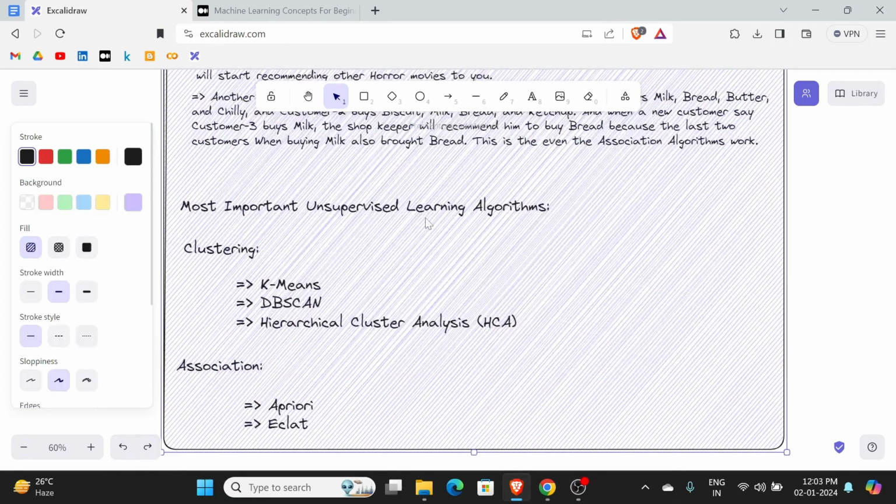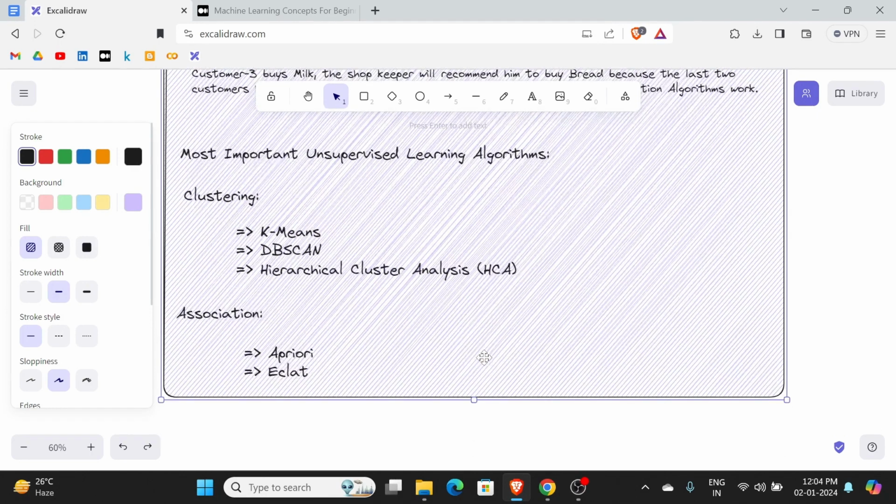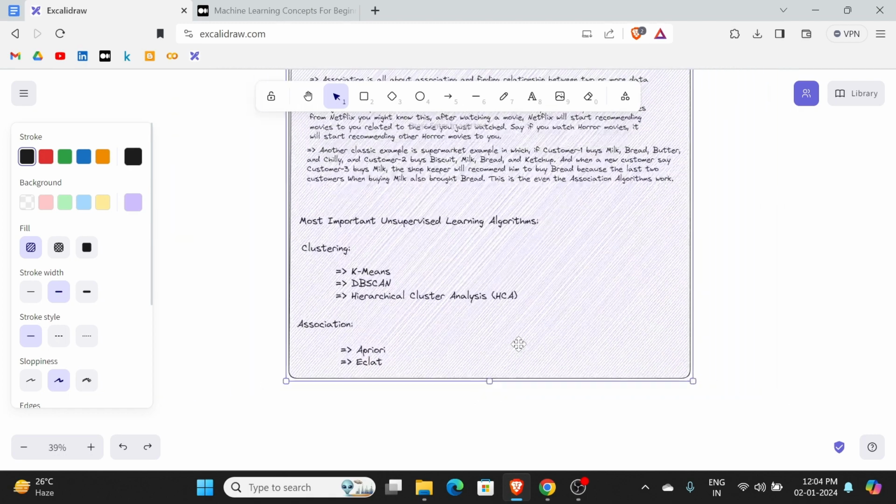So here are some important unsupervised learning algorithms. For clustering, we have k-means, DBSCAN, and hierarchical clustering analysis. For now, you don't need to try to understand all this. You just need to know there are some algorithms for doing clustering and some algorithms for association. Just understand the concept, and in the upcoming videos I will be coding with all these algorithms and explaining the concepts, so stay tuned for that.